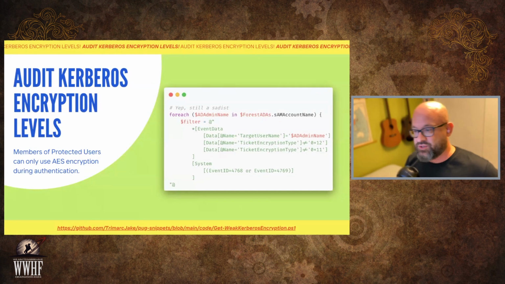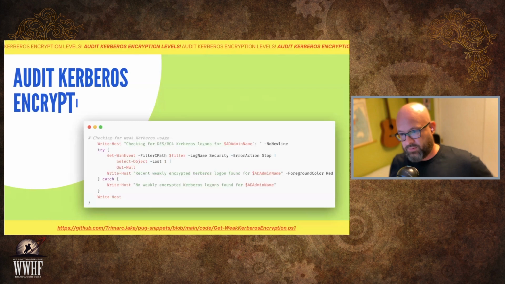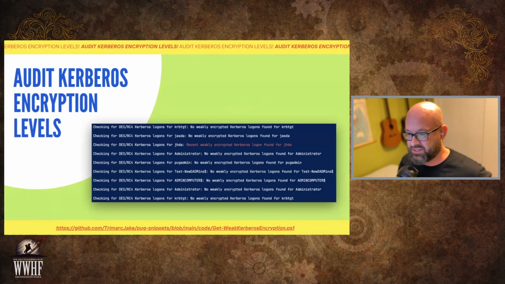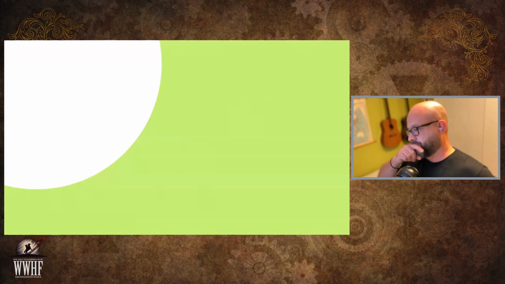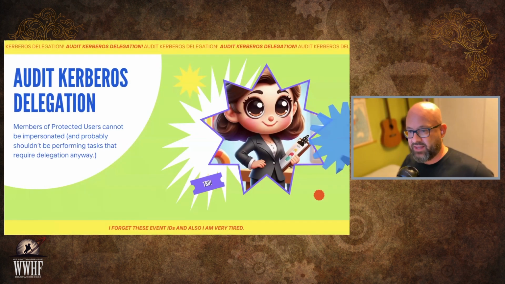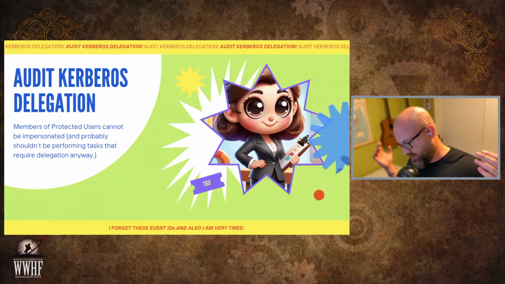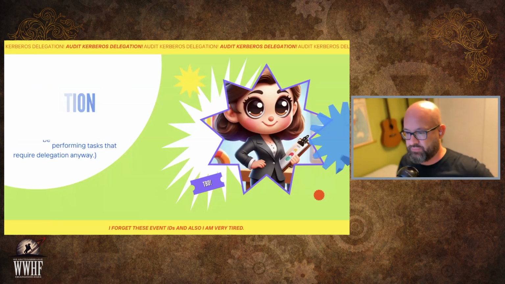Then we're going to do something similar: look through the event logs and try to find encryption levels that are not AES 128 or higher. So again, digging through the event logs, finding events. Here we see that I have logged in before with a weakly encrypted Kerberos login. And then audit for delegation. I still have not taken the time to dig into how to best identify delegation. TBD. Coming soon.